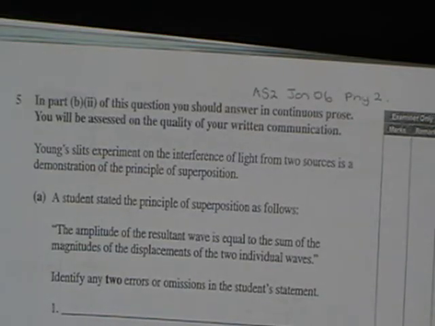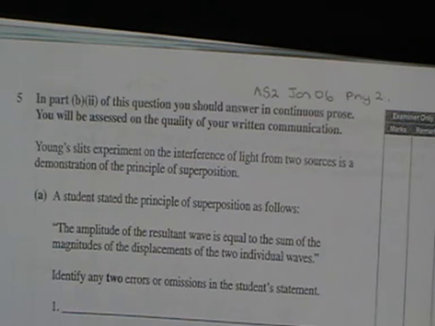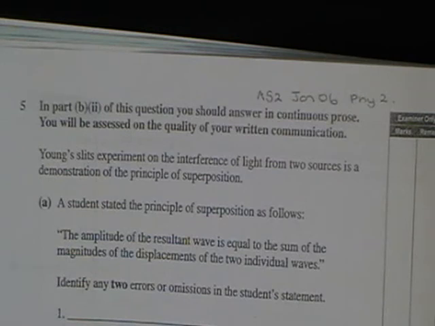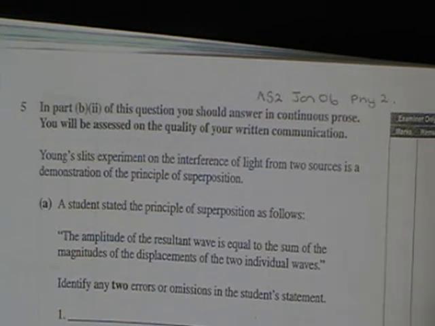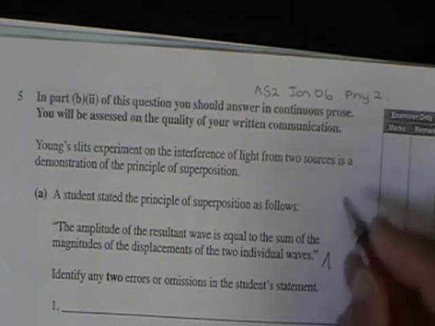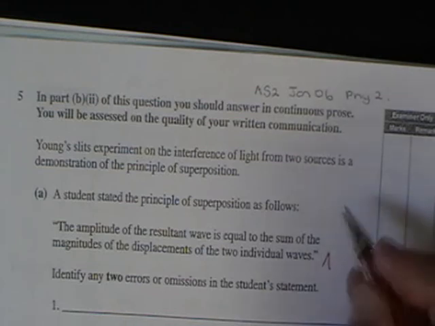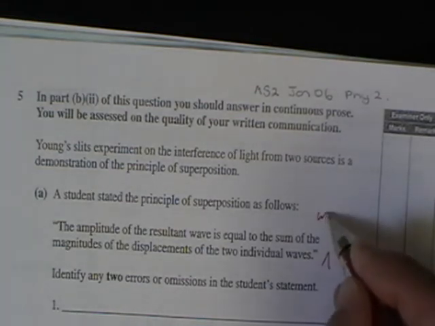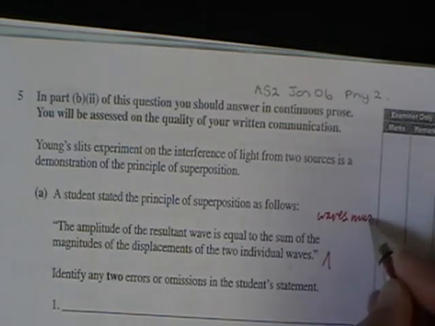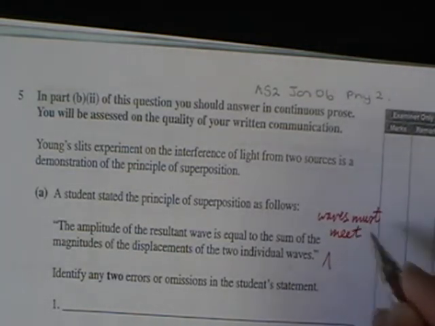Okay, this is AS2 Jan2006 Physics 2, question 5, as you can see. This again refers to a Young's double slit experiment, and a student has stated the principle of superposition, as you can see. There are 3 mistakes with this particular statement. 2 of those are actual errors in the statement, and 1 of them is an omission. So the first thing is there's an omission where the candidate should have actually stated that the waves have to meet. Okay, so the waves must meet in order for superposition to occur.